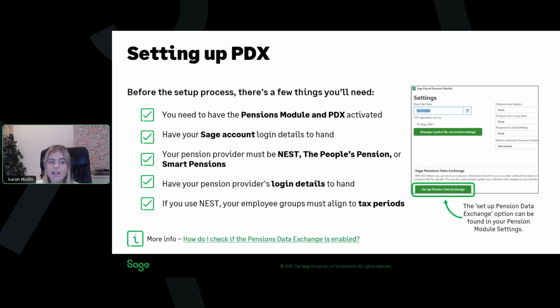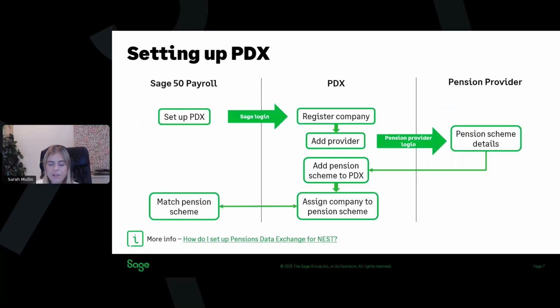Now I do just want to run through a little bit of a recap of that. So I just want to summarise the steps that we've just gone through in the video there. So we started in pension module settings and we selected set up pension data exchange. We then signed in with our Sage account, which links your payroll to the pension data exchange management centre. From there, we registered the company and we added our pension provider by logging in with the provider's details, remember.